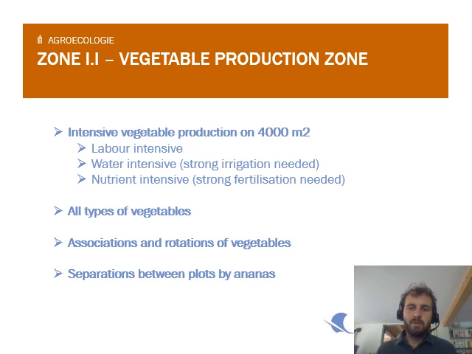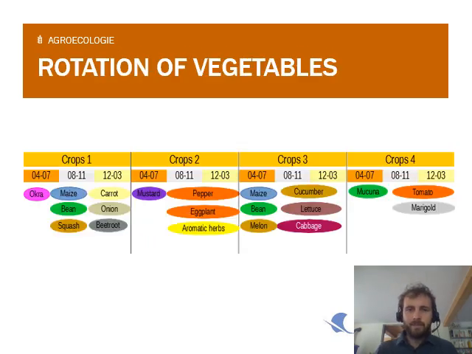Firstly, in terms of production of food commodities. Secondly, in terms of income generation. We will plant all types of vegetables to have a diversity, and we will associate these vegetables and cultivate them in a rotation. And we separate the different plots with pineapple as a border.